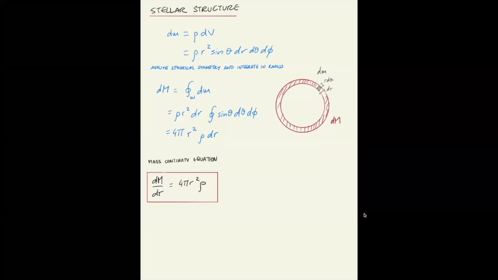The mass continuity equation tells you how the mass in each shell is varying with the distance. As you see, it's simply a function of the radius and the density.